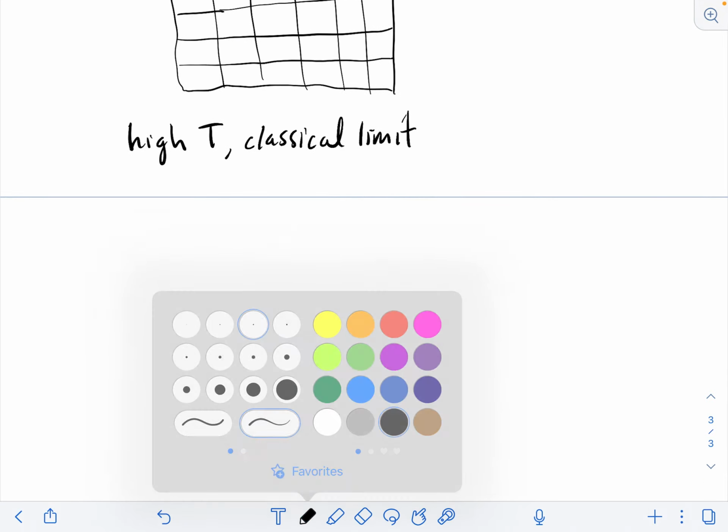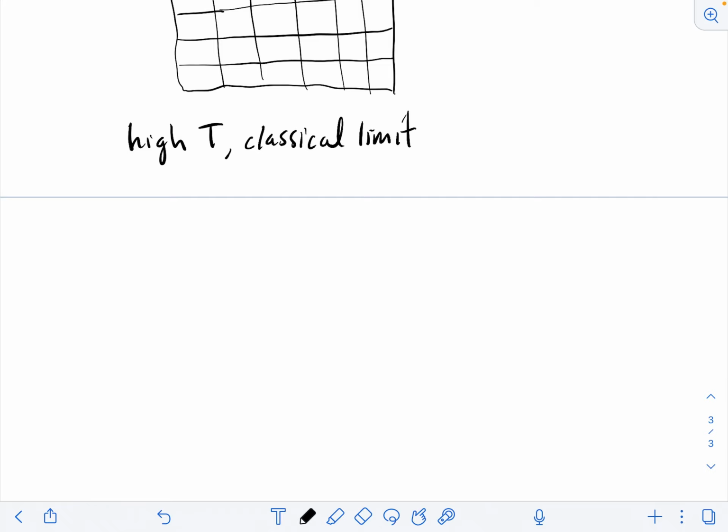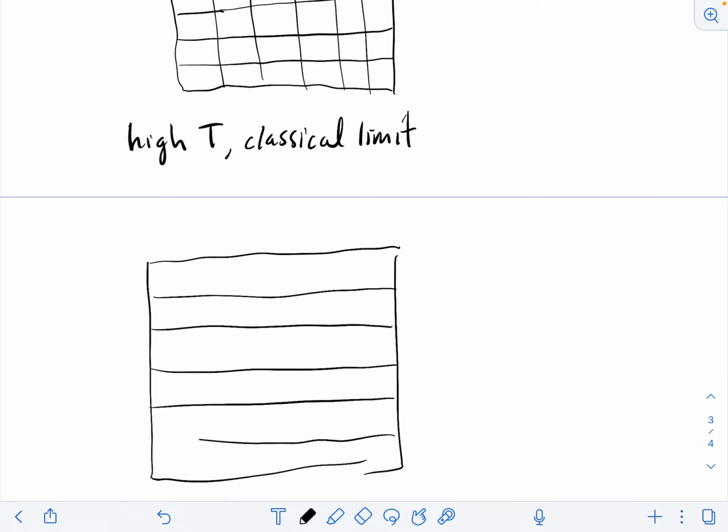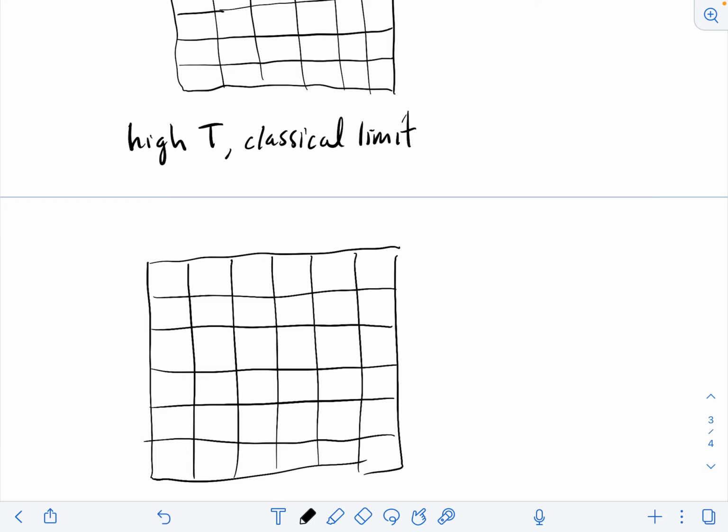The other limit, of course, is the low temperature limit. And so I'll draw the same kind of grid here. If we keep our system volume the same size and we have the same number of particles, then the space available per particle doesn't change. So that's still the same. And so this is the 1 over n here.